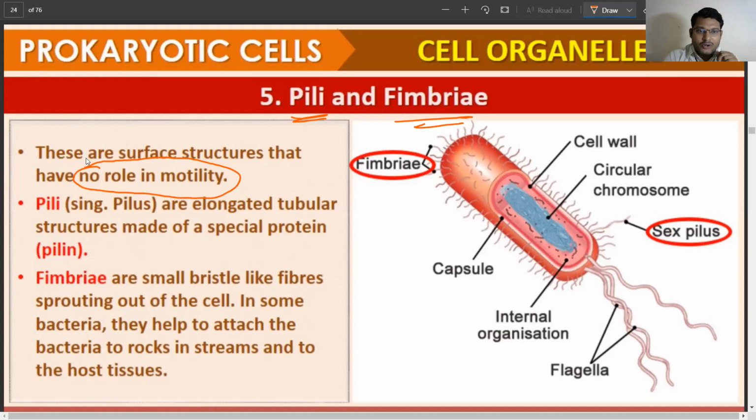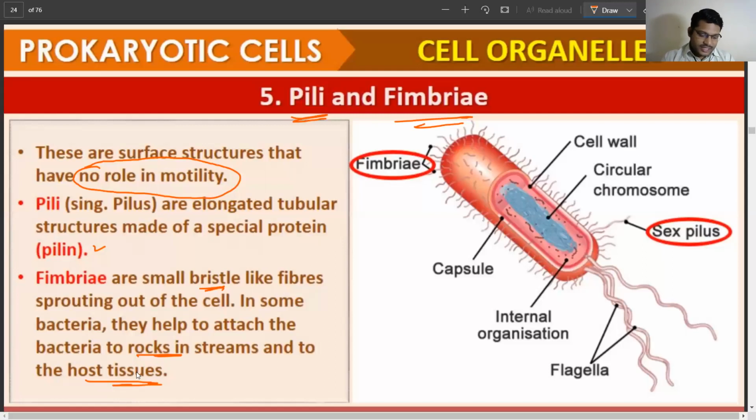When we talk about the pili, these are tubular structures made up of a special protein, and this special protein is called pilin. Another structure that is actually involved, which is similar to pili, is called fimbriae. These are bristle-like structures, and they come out of the cell, and they help in attachment, or they allow the bacteria to get attached to certain substratum, which can be rocks in a stream, or to the host tissue in case they are parasitic in nature, which is the case for most of them. So they will allow the bacteria to remain attached to the host organism.